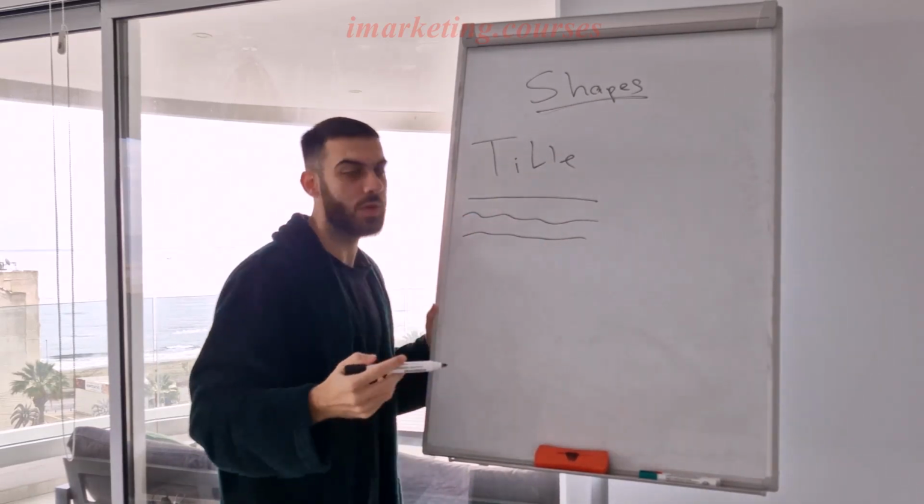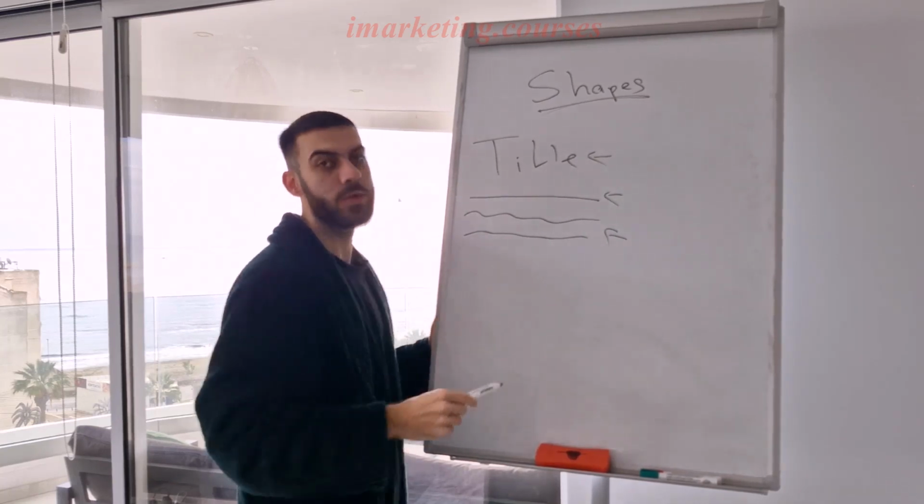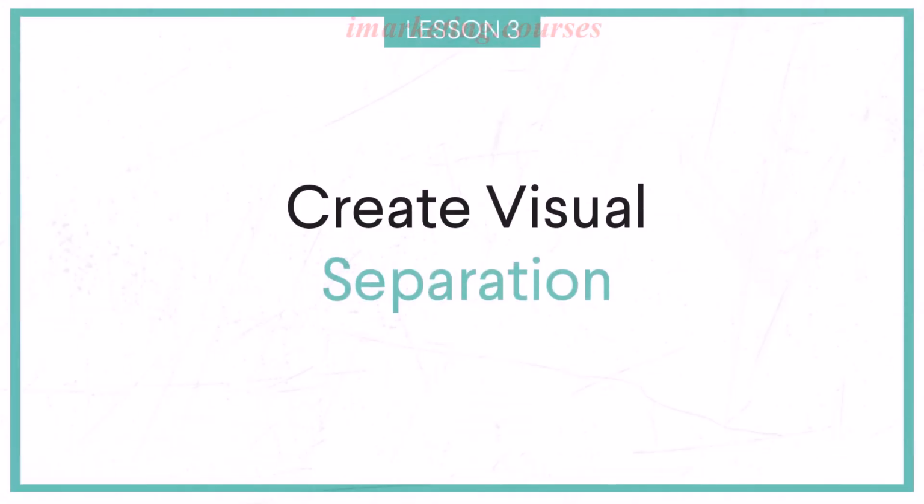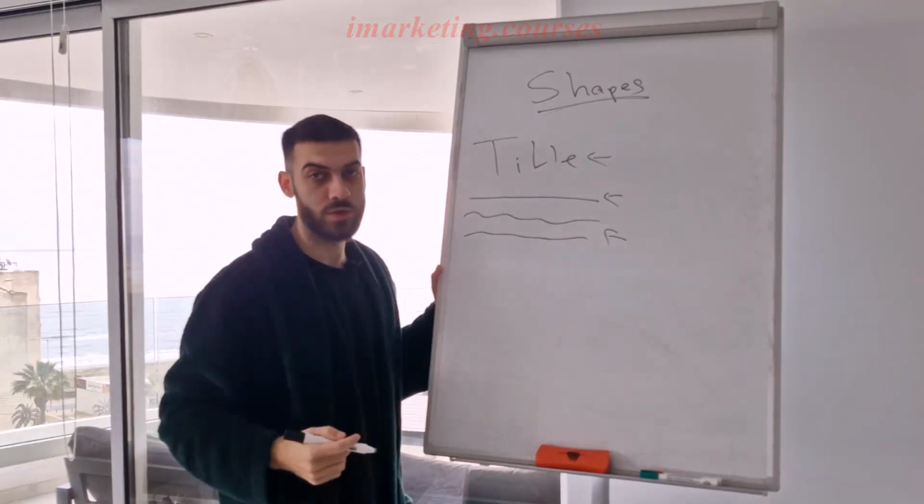If I add a small line that separates the title from the subtitle, then this line, which is a shape, can show visually that there's separation. So shapes can help you visually show separation, but it can also help you show connection.